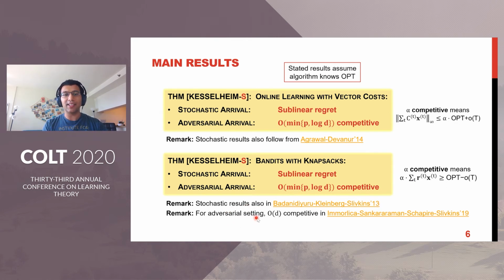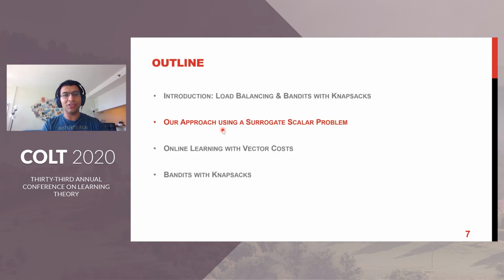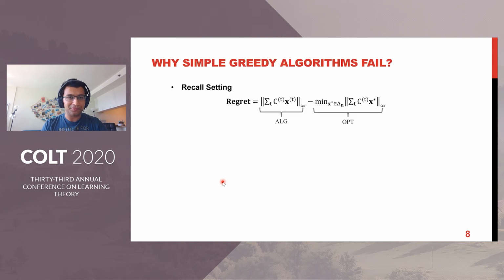For adversarial setting, the problem was first studied in the last year, 2019 paper of Vimalika et al. They obtained an order D competitive ratio, which we roughly exponentially improve to log D. They only studied the L infinity. We also studied the P norm variants of the problem. Okay, so the outline for the rest of the talk is I'll first give the high level approach, and then I'll give some specific ideas for both the problems that we do.